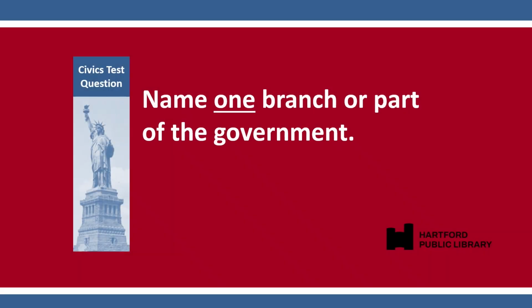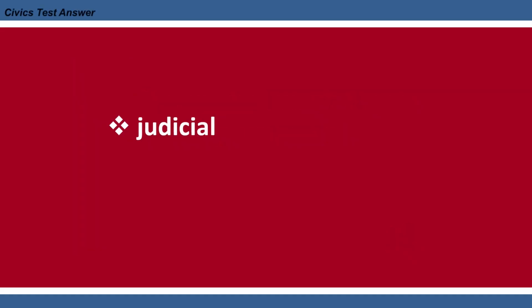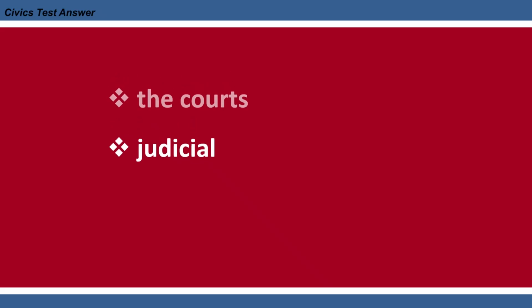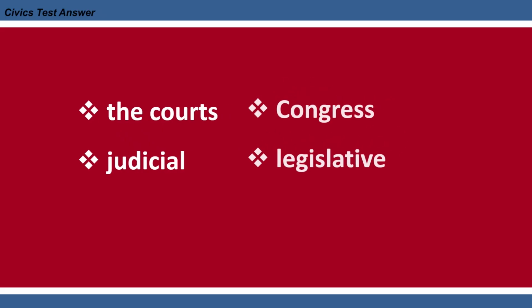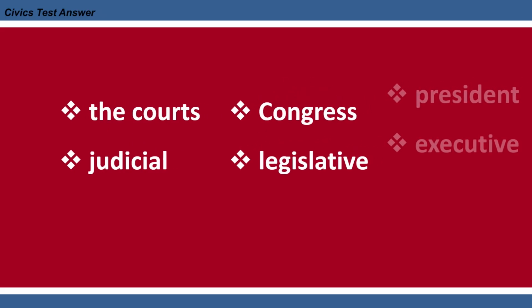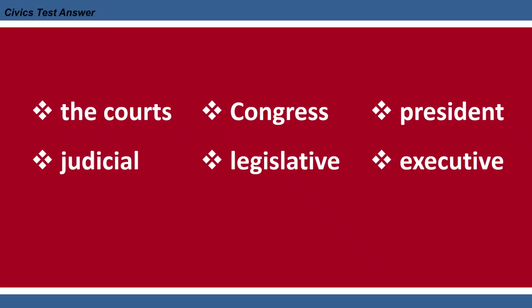Civics test question. Name one branch or part of the government. The judicial branch. The 3 branches of government have many parts. The courts, including the Supreme Court, are parts of the government that belong to the judicial branch. Other parts of the government include Congress in the legislative branch and the office of the president in the executive branch.